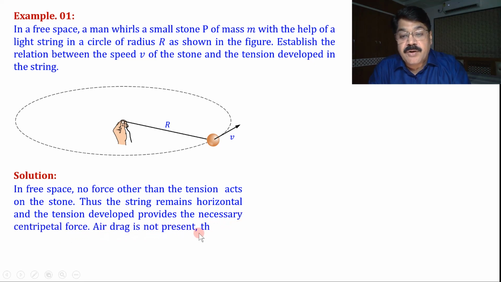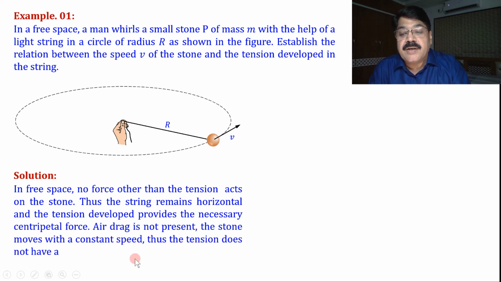Here drag is not present. Thus the stone moves with a constant speed. Therefore, the tension does not have any component tangential to the path. Here the speed is constant, so there is no need of any tangential force. So tension will be normal to the path.